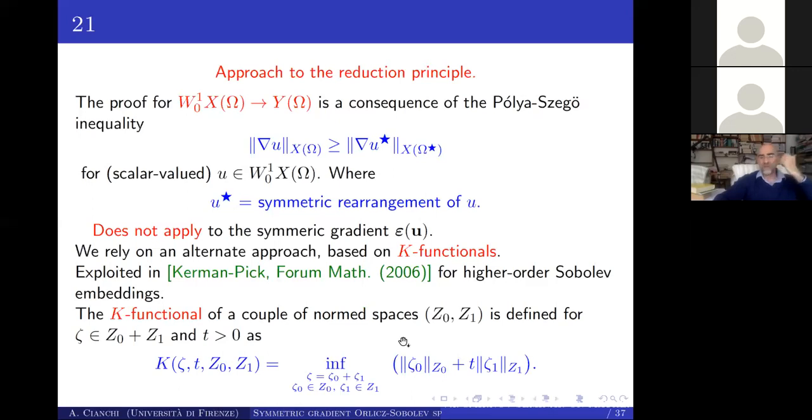Just for reference, let me recall that the K-functional of a couple of normed spaces Z0 and Z1 is defined for functions in the sum of the two, and for a value of the parameter t larger than 0, as the infimum of the sum of the norm in Z0 and the norm in Z1, the second one multiplied by t, among all decompositions of the function into two functions from the two spaces. This is the definition.